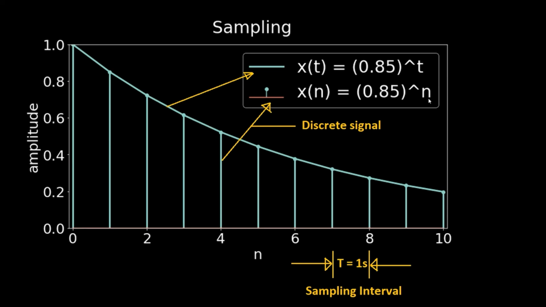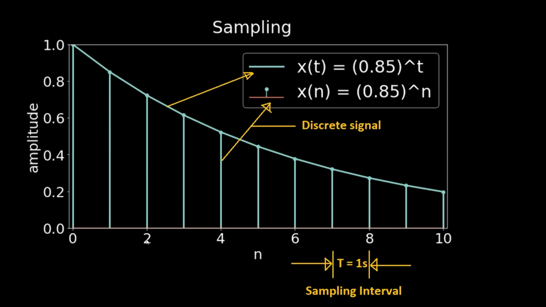The sampling interval is 1 second, which means we take a sample every 1 second. To represent this mathematically, we replace the continuous time variable t with a discrete index n multiplied by the sampling interval T. Thus, our discrete signal becomes x of n equals 0.85 raised to the power of n. This equation represents our discrete time signal with a sampling interval of 1 second.